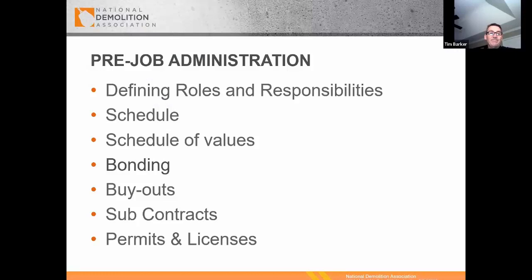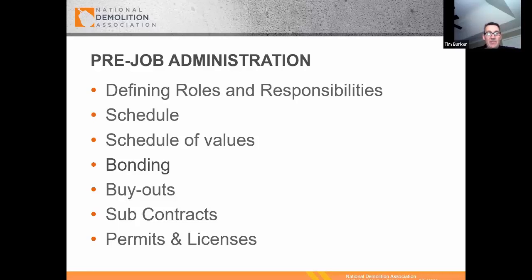Pre-job administration. Defining the roles and responsibilities of the team members is crucial as you get ready to begin a project. Understand where you fit in with the other players. There's a general contractor, owner, or other trades. Understanding the schedule of values, which is how you get paid based upon whether it's monthly, progress, or milestone.